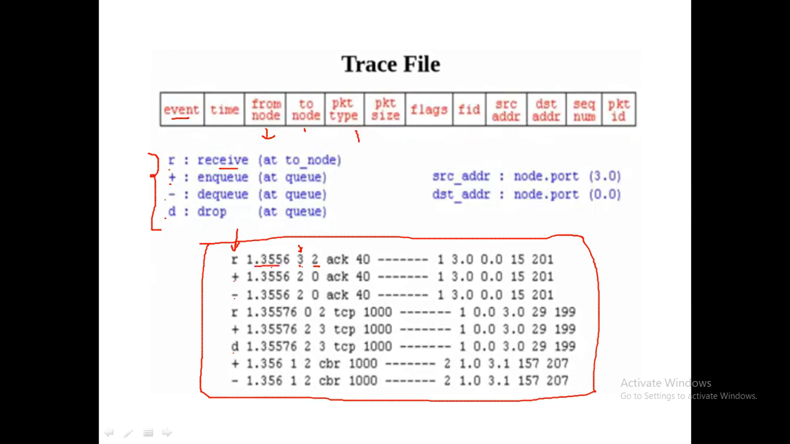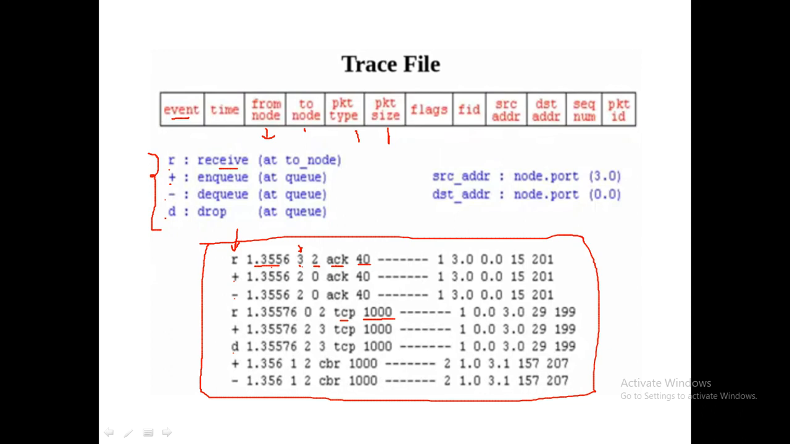Next is the packet type. See here, ACK means this packet is an acknowledgement, right? Here you have TCP. TCP means this is the actual data. The next field is size. Since it is an acknowledgement, the packet size is only 40. This is the actual data which is going. You see the packet size is more. So what is this?